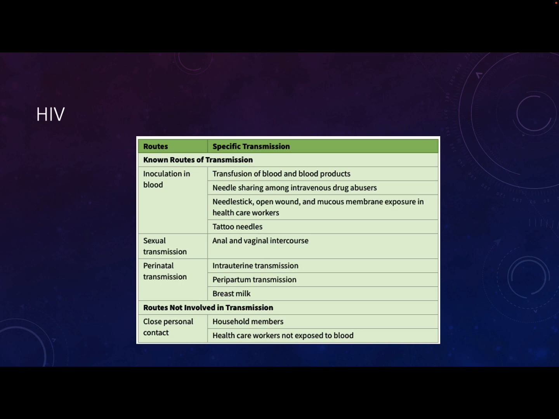Routes not involved in transmission: close personal contact, so household members. If you are not having unprotected sexual intercourse or exchanging needles with somebody in your house, you're not going to be getting HIV from them. So hugging, kissing, holding hands, right? That's not going to transmit HIV. Healthcare workers who are not exposed to blood, you have no risk of getting HIV from your patients.